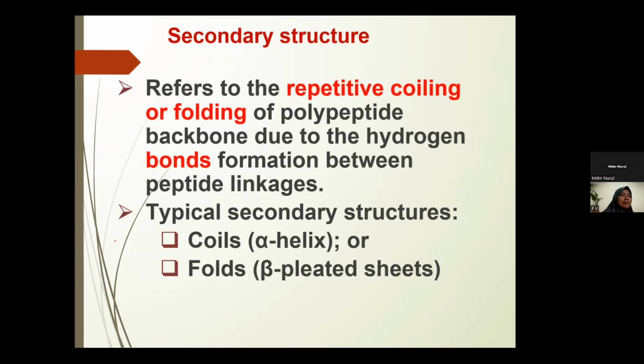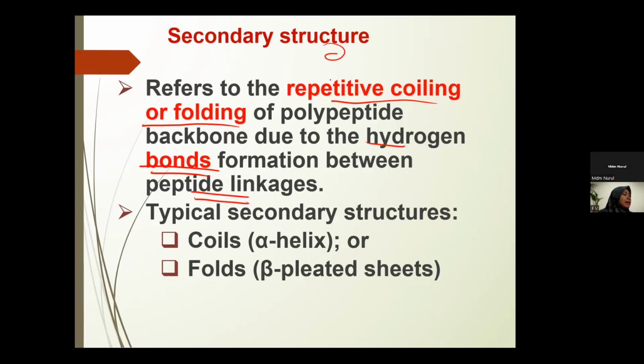Now, we go to the second one. Canggih sikit. Level structure of protein, number 2. Secondary structure. Okay. Secondary structure here refers to repetitive coiling or folding of polypeptide backbone due to the hydrogen bonds that is formed between peptide linkages. Okay, maksud dia adalah repetitive coiling. What does it mean by repetitive coiling? Lingkaran yang berulang-ulang.